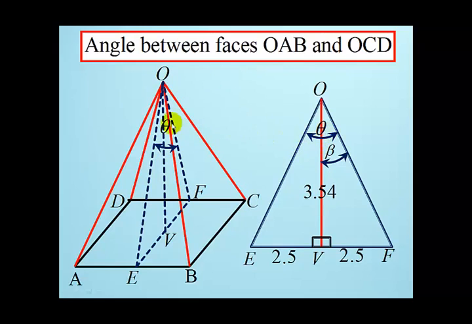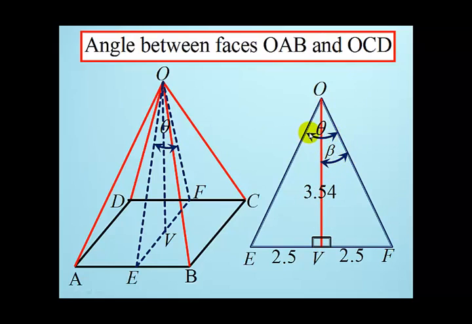Now, let's consider the triangle OEF. That is the triangle we have here. Don't forget that because the distance from B to C is 5, it means that the distance from E to F is also 5. OV is the height of the triangle, and the height has been already calculated. We have 3.54. Now, the angle between the faces OAB and OCD is the angle theta as shown in the pyramid. But we need to divide the angle into 2 so we can find the beta. After calculating for the beta, we multiply the beta by 2, and that will give us the angle theta.